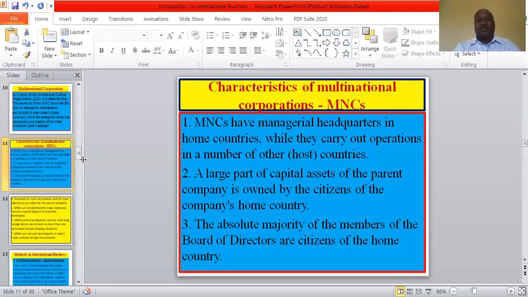Let's look at characteristics of multinational corporations. One, multinational corporations have managerial headquarters in home countries, while they carry out operations in a number of other host countries. A host country is where the multinational is having an operation. Two, a large part of the capital assets of the parent company is owned by citizens of the company's home country. Three, the absolute majority of the members of the board of directors are citizens of the home country.